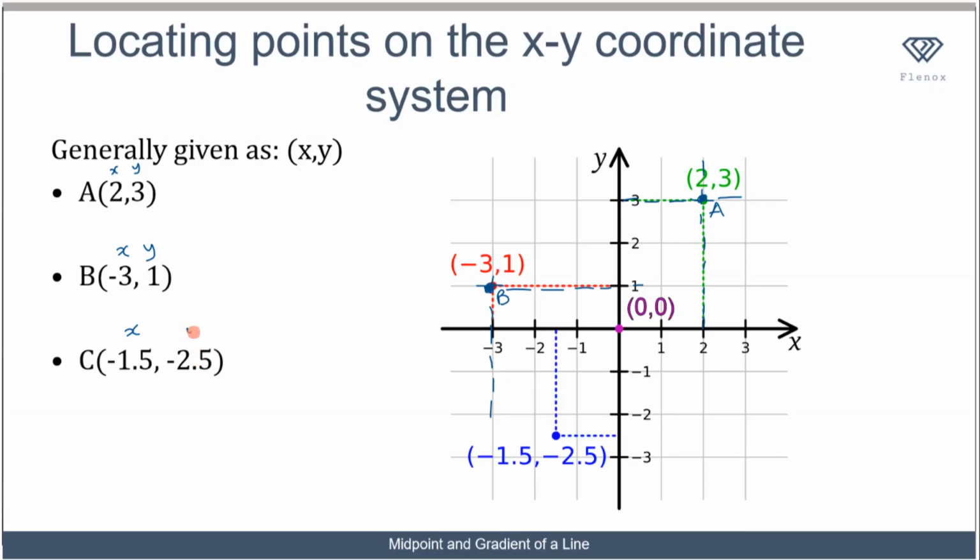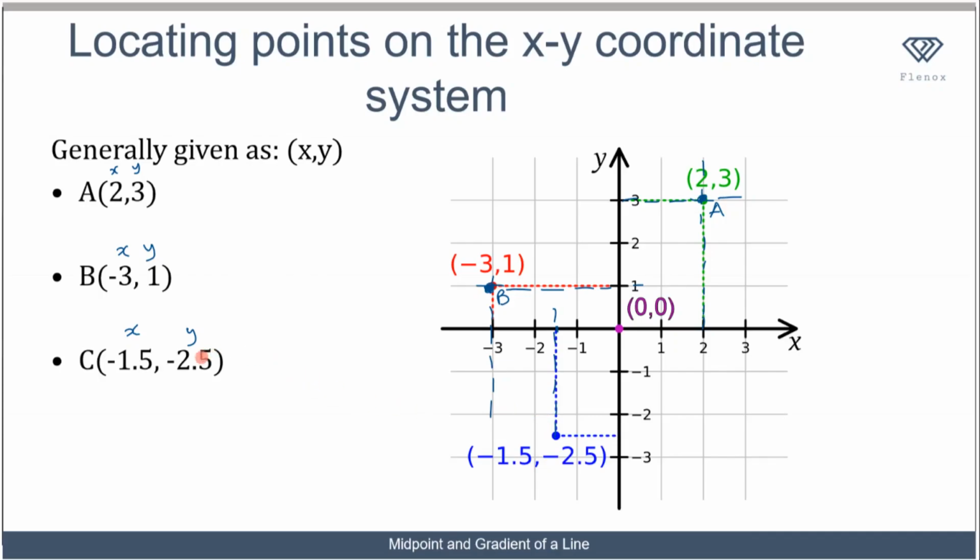And finally, for point C, we are told that the value of x is minus 1.5 and the value of y is minus 2.5. So look for minus 1.5 in x. Minus 1.5 lies between minus 1 and minus 2, so it lies somewhere here. I'll draw a vertical line passing through minus 1.5.